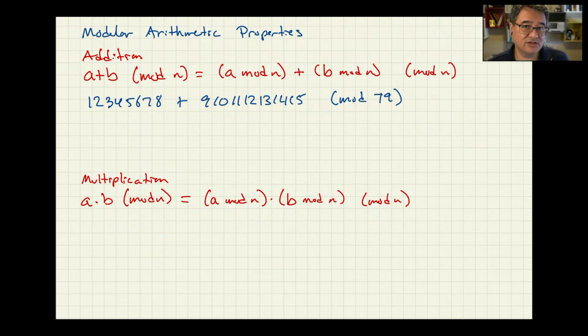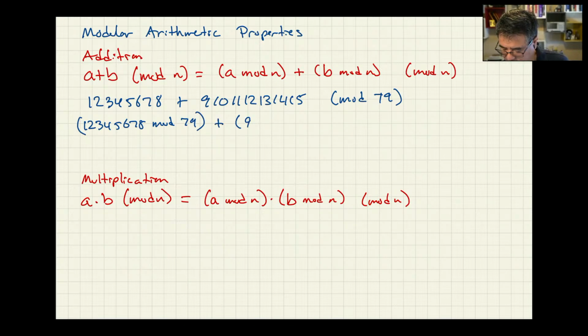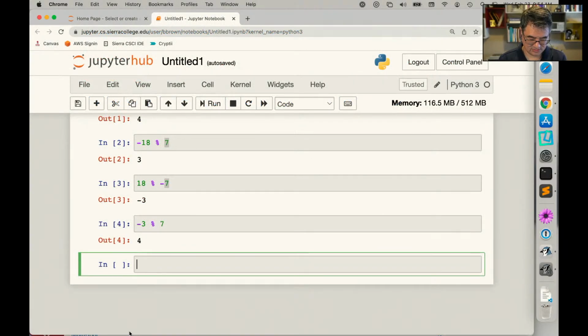But maybe that'll be too big for my calculator. Maybe my little 10-digit calculator can't hold that sum. So what I can do is do 1, 2, 3, 4, 5, 6, 7, 8 mod 79 first. And then add that to the other big number, 9, 10, 11, 12, 13, 14, 15 mod 79. So let's do this problem first: 1, 2, 3, 4, 5, 6, 7, 8 mod 79, and I get 32. And then the other number, 9, 10, 11, 12, 13, 14, 15 mod 79, and I get 45 from that.